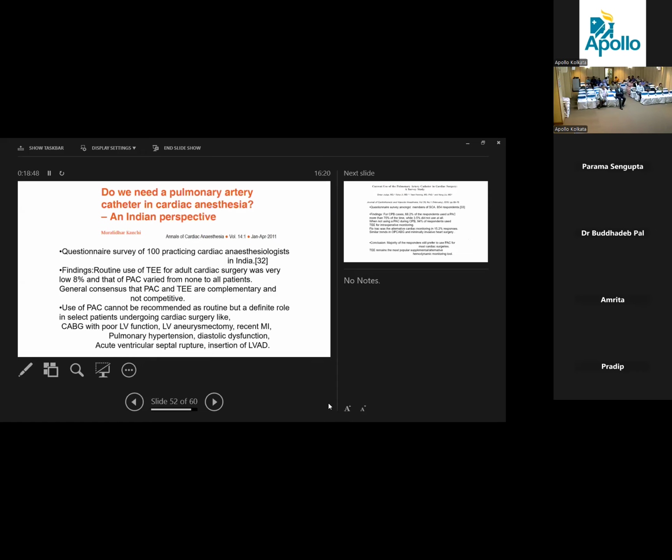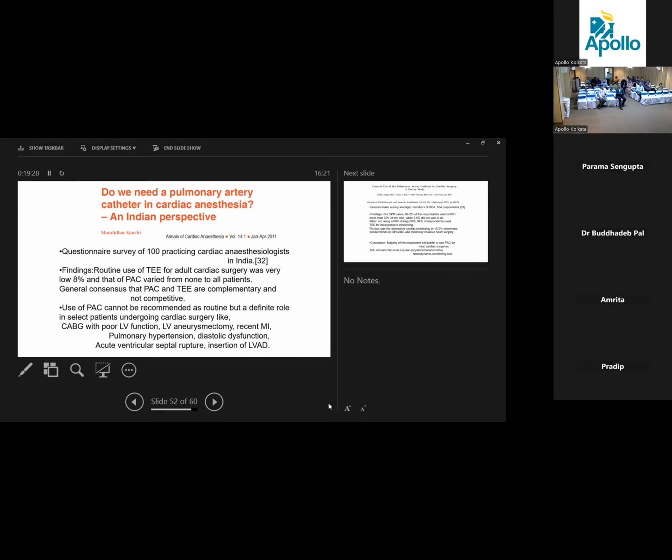Now, in another study done in 2011, "Do we need pulmonary artery catheter in cardiac anesthesia?", an Indian perspective, they concluded that the use of PA catheters cannot be recommended as a routine, but there is a definite role in selected patients undergoing cardiac surgeries, like CABG with poor LV function, LV aneurysmectomy, patients with recent MI, pulmonary hypertension, diastolic dysfunction, acute ventricular septal rupture, and insertion of LVAD.